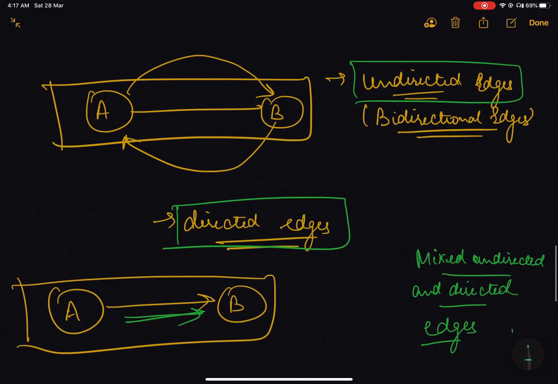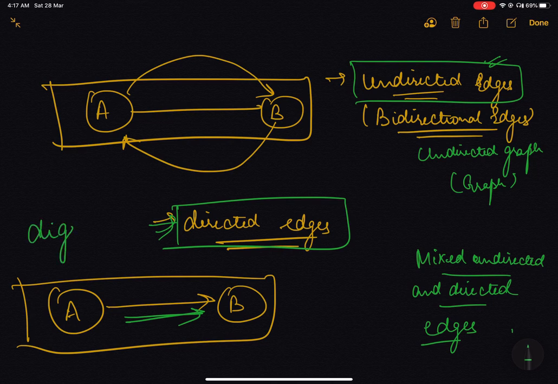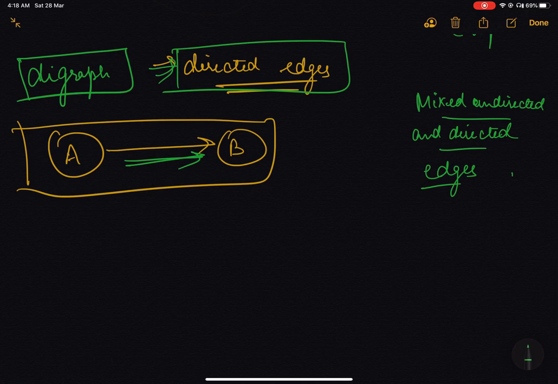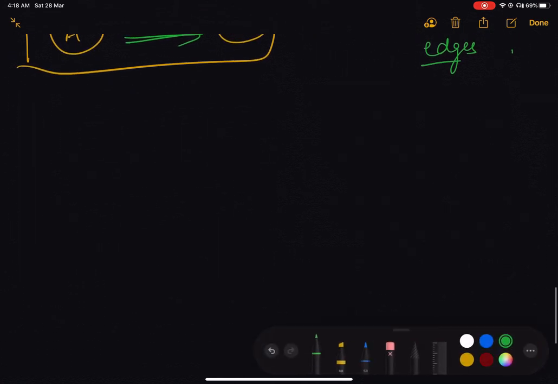If a graph has only undirected edges, it is known as an undirected graph, or normally a graph. Whereas if a graph has only directed edges, it is known as a directed graph or a digraph. Great. Now let us study some of the real life use cases of graphs.